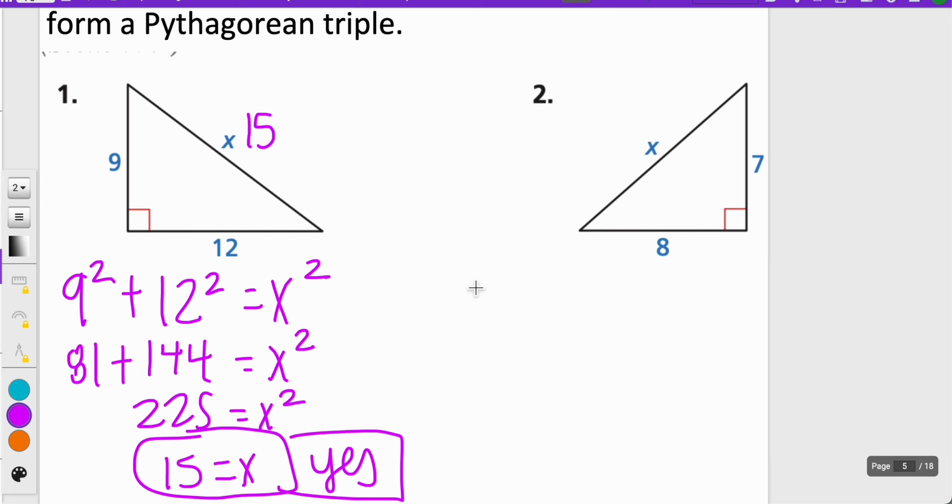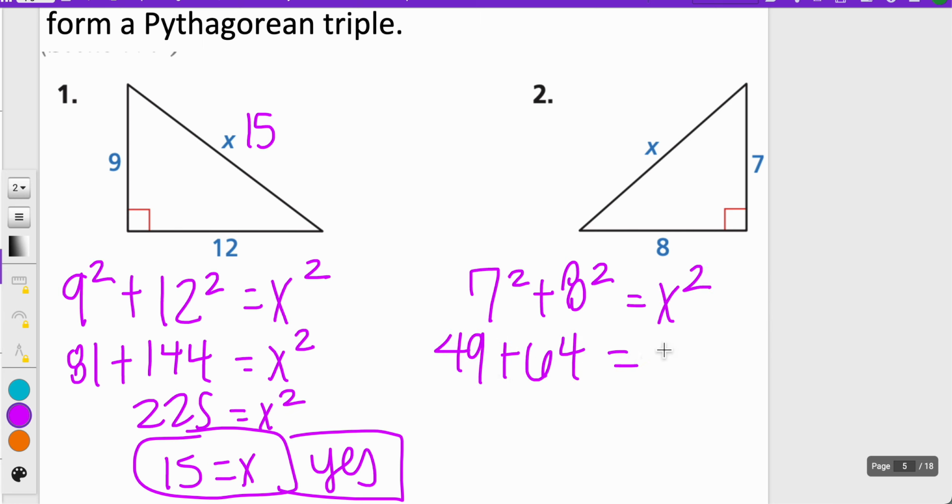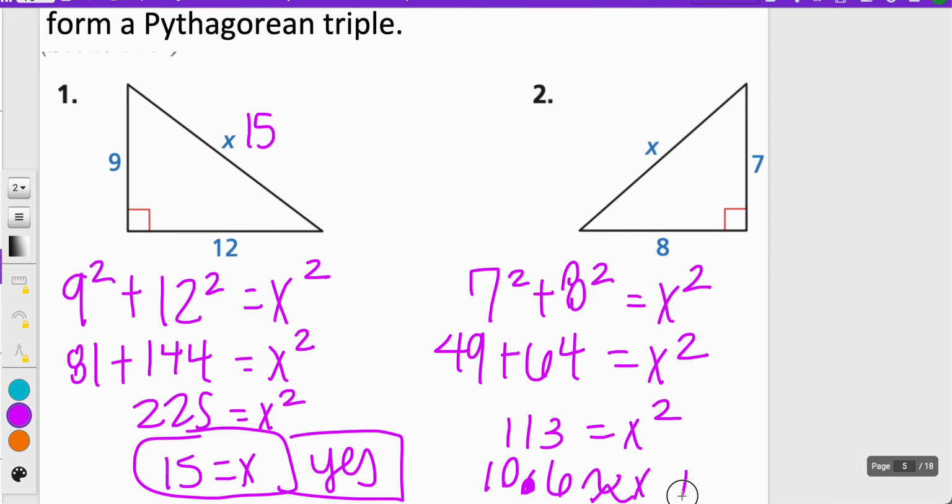Okay. For number 2, 7 squared plus 8 squared is equal to x squared. We have 49 plus 64 is equal to x squared. That's going to give us 113. Not a perfect square, so we would just get a decimal here of about 10.6 rounded. And this one is not a triple, so we would say no.